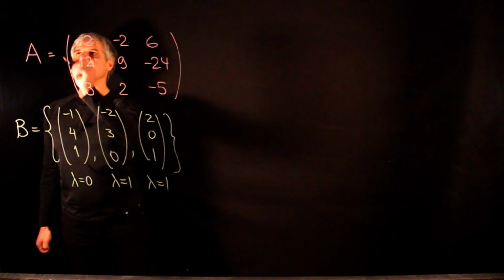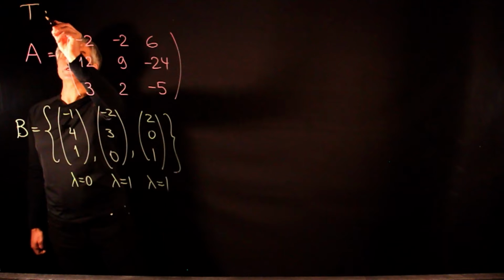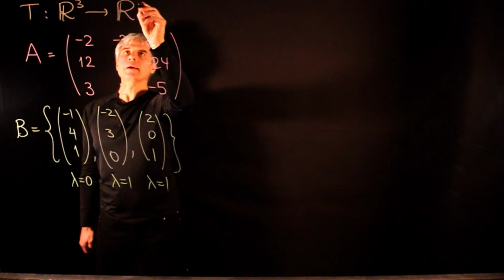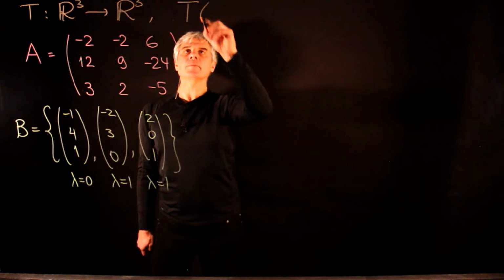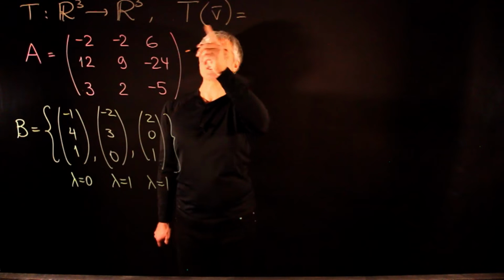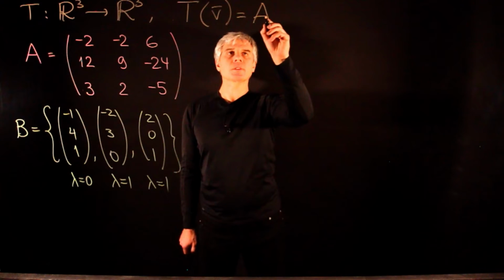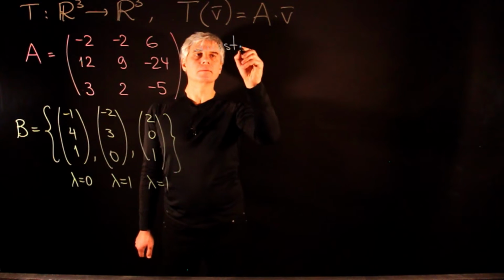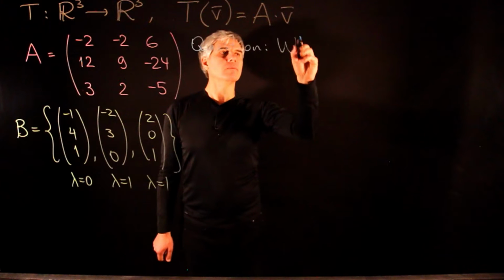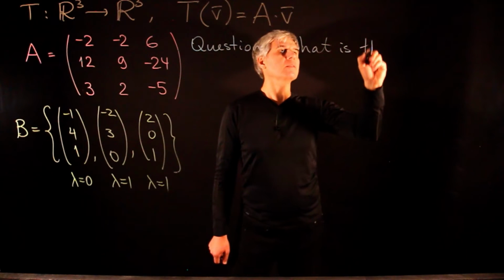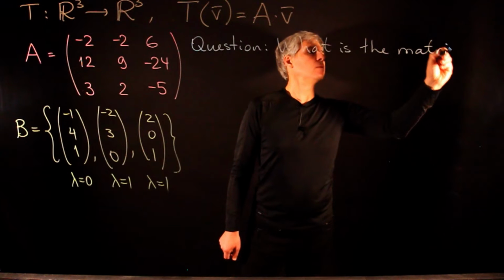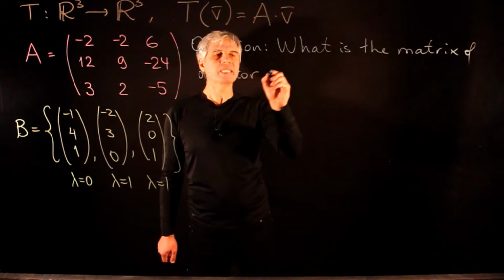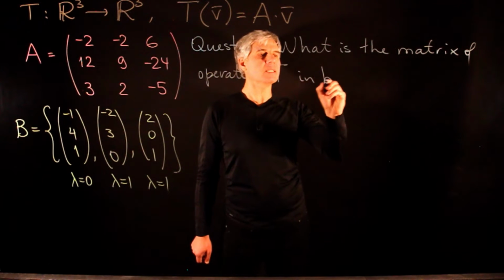Now let us think of this matrix as a linear operator. So here we have a linear operator from R3 to R3, and T applied to a vector V is given by multiplication by this matrix. So it's A times V. Let us ask the following question. What is the matrix of operator T in basis B?